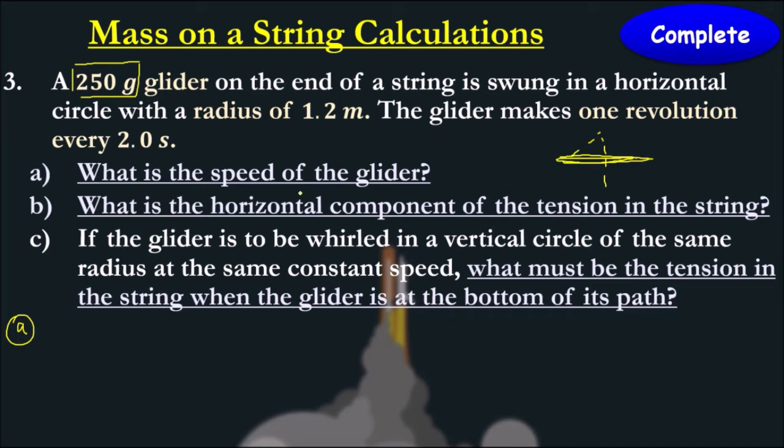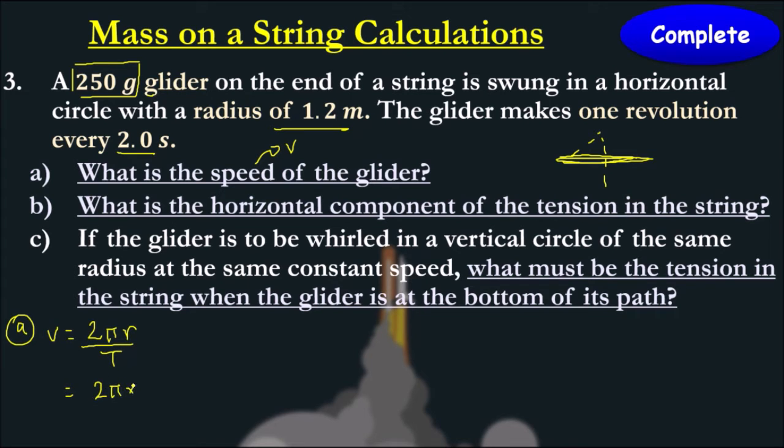Let's go with A. What is the speed of our glider? We have mass, we have radius, and we have time. So we can actually use what this one is looking for, the linear velocity. Linear velocity is 2 pi r over t.